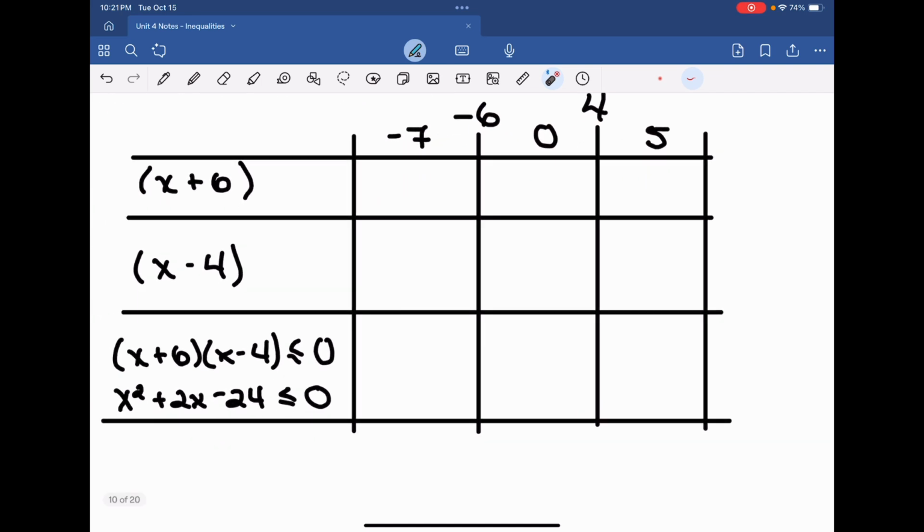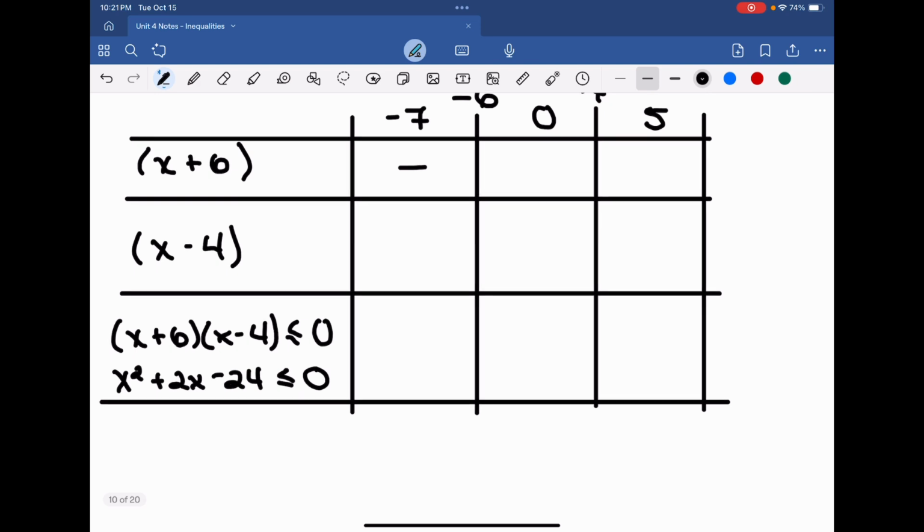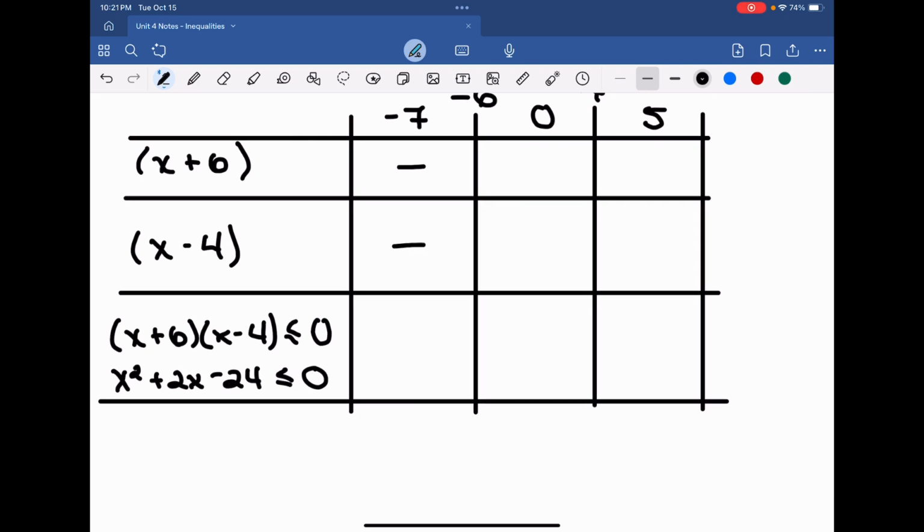Now, one by one, we're going to plug these in. If I plug -7 into x plus 6, I get -7 plus 6, which gives me a negative. If I plug -7 into x minus 4, this is also going to give me a negative. Therefore, a negative and a negative will make a positive when you multiply them together, because that's technically what we're doing: taking the binomials and multiplying them together. If I put in 0 for x for the next one, 0 plus 6 is +6, and 0 minus 4 is negative. A positive and a negative make an overall negative. Lastly, 5 plus 6 is a positive, and 5 minus 4 is +1. Therefore, this is a positive.